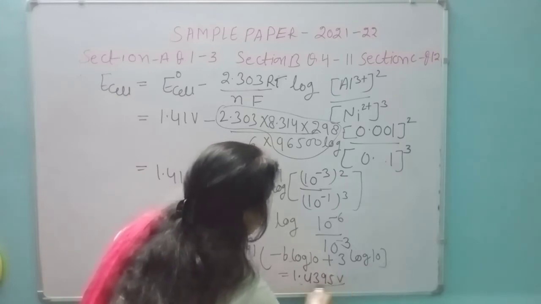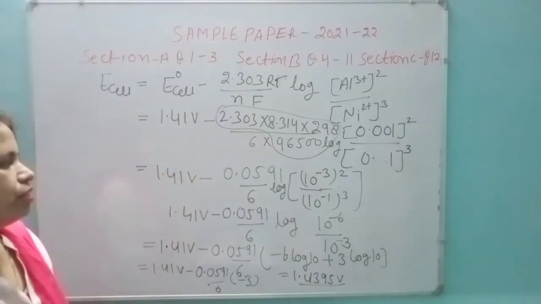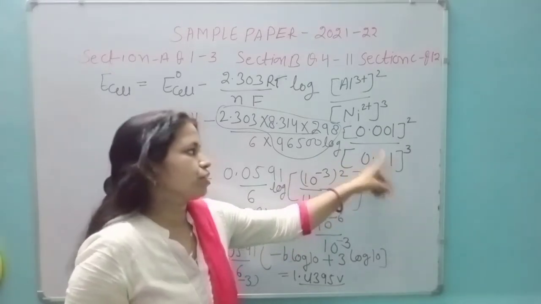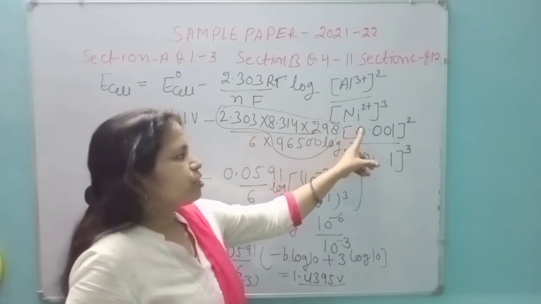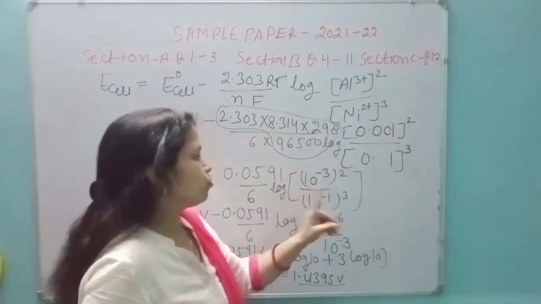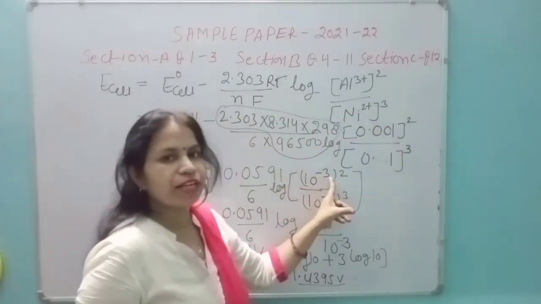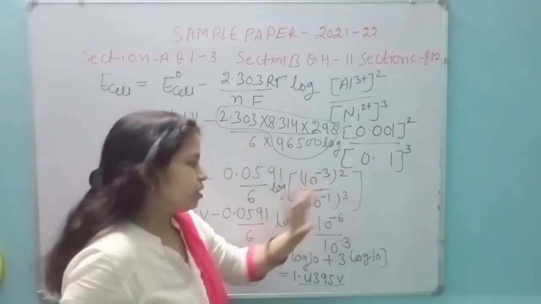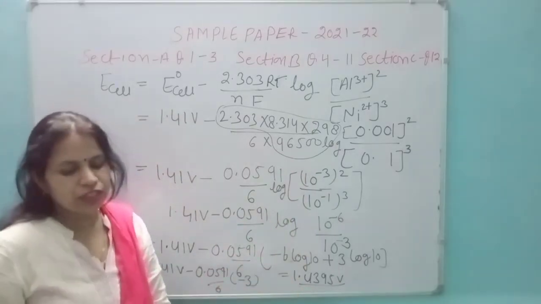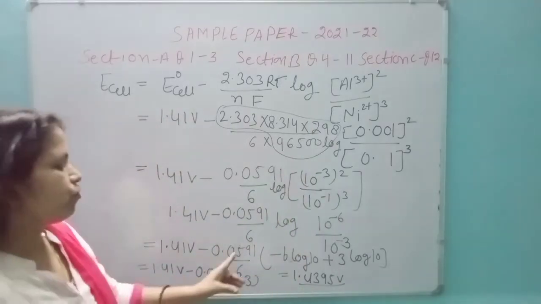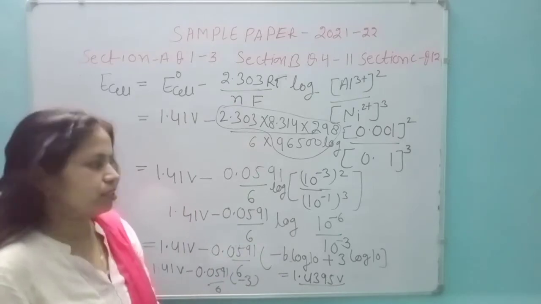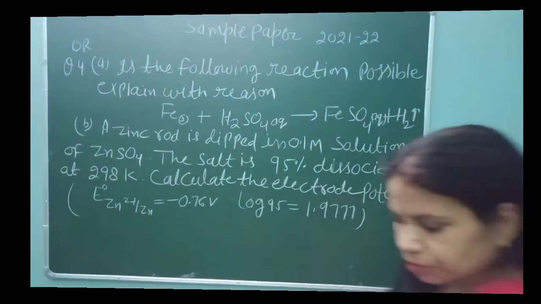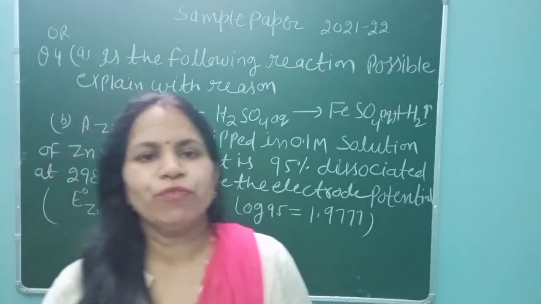1.4395 volt. So what is the answer? Here the concentration of nickel is 0.1, which is given in your question, and the concentration of aluminium is 0.001. So 0.001 is 10 to power minus 3, and 0.1 means 10 to power minus 1, cubed. Clear? How to calculate this question? 1.4395 volt is your answer. Now it's clear. So this question is complete. Now best of luck. Now question number 4.